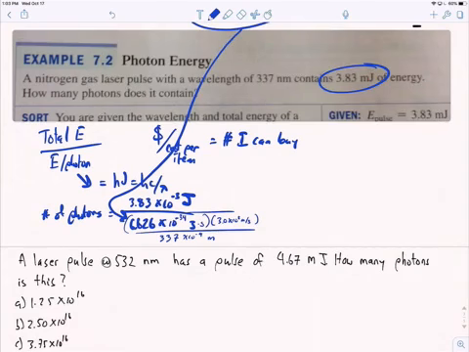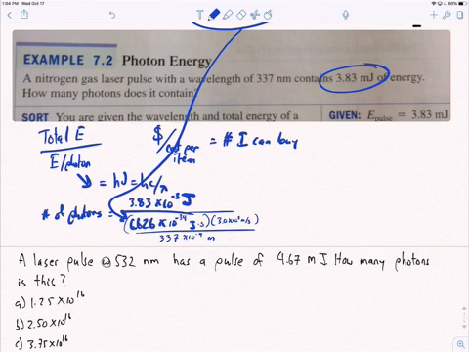So let me back up. You see what we're doing here? We have a total energy, which is given, and then we have the energy per photon. Energy per photon is hc over lambda, and h is 6.626 times 10 to the minus 34 joule seconds. The speed of light is 3 times 10 to the 8 meters per second. The wavelength, lambda, is 337 nanometers. Nano is one billionth. Questions on how to set this up?